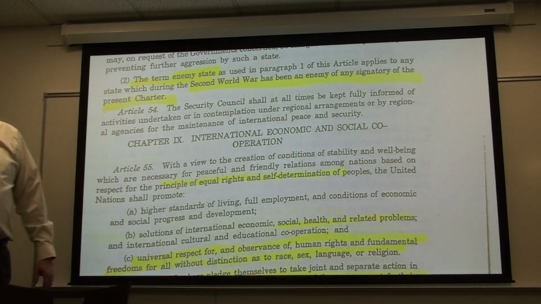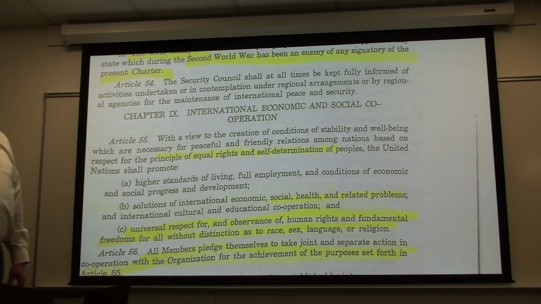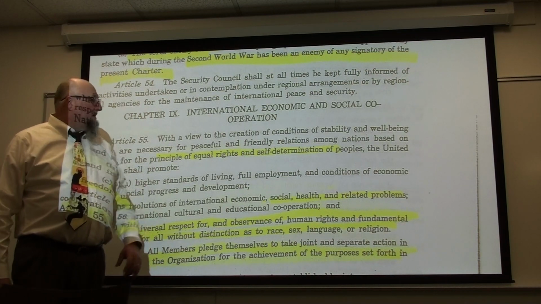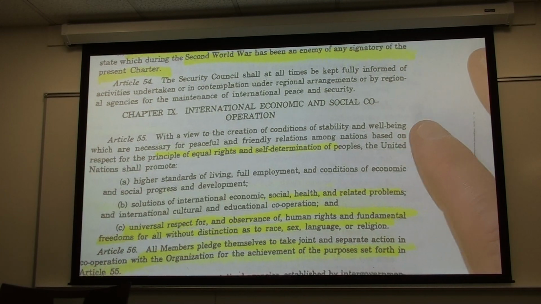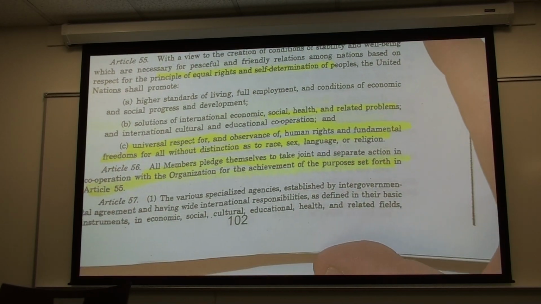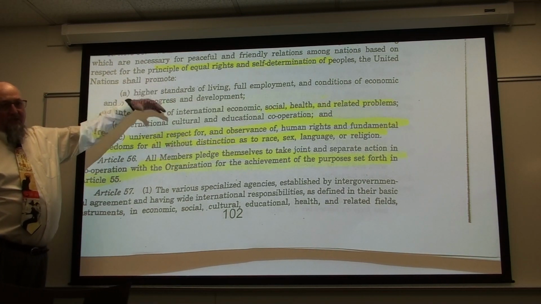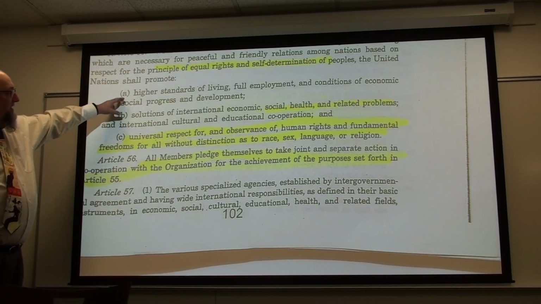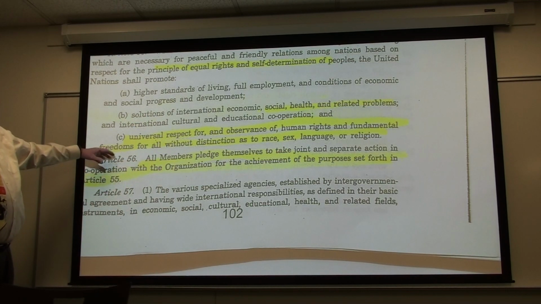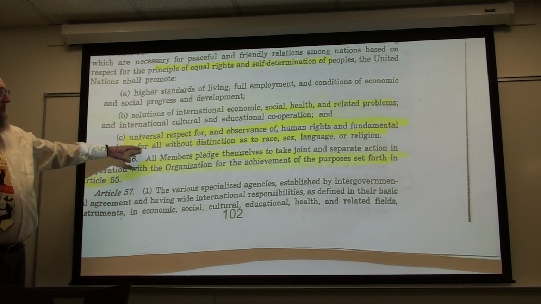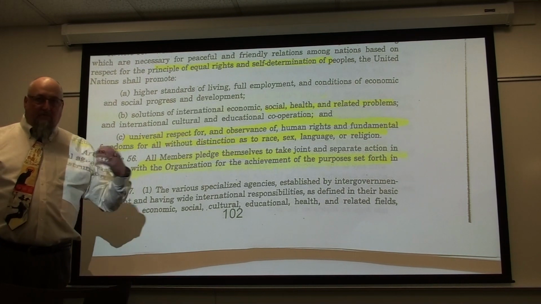All right, a few more points here in some of the other organs. So another one of the organs is the Economic and Social Council, sometimes called ECOSOC, and the idea for the Economic Social Council is, and I just want to point this out, the principle of equal rights and self-determination of people, and as they spell out here, higher standards of living, full employment, solutions for international economic, social, health, and related purposes and problems, universal respect, observance of human rights, and all members pledge themselves to take joint and separate action in cooperation with the organization for these purposes.